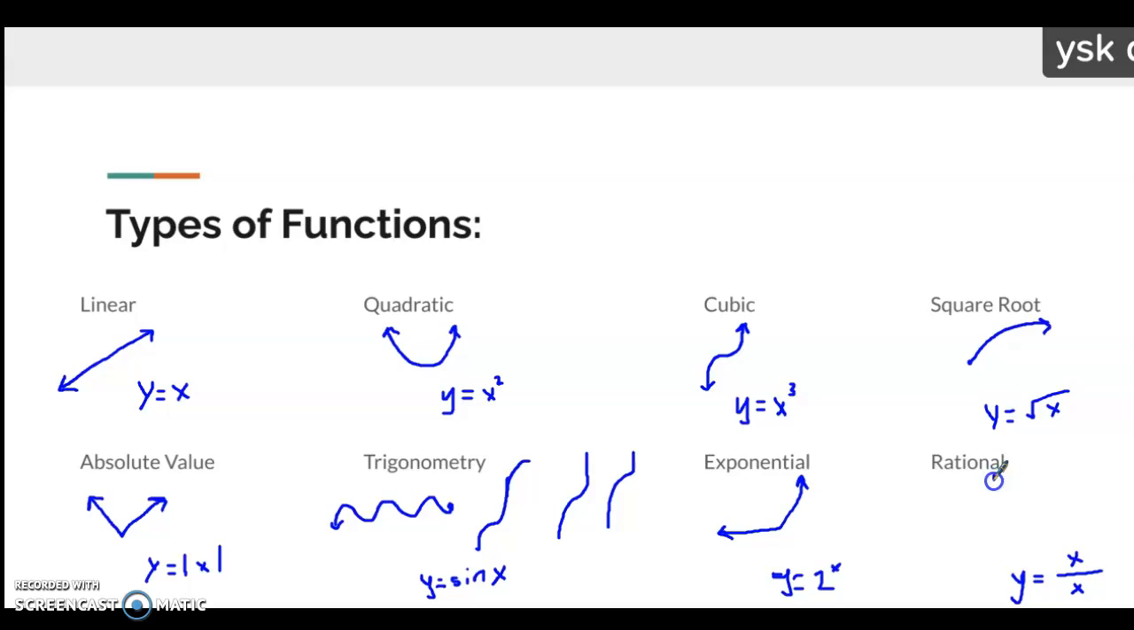So it's going to look like your curved function, which is your exponential function, but there will also be a second part that curves the opposite way, like this. So these are what your different graphs, different functions of graphs, and the equations of those look like.